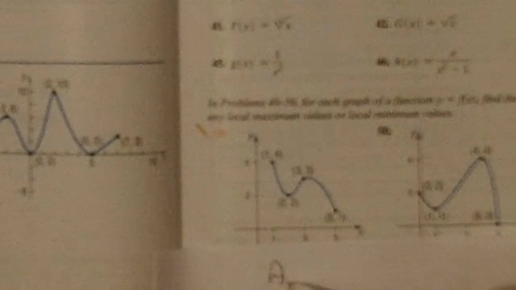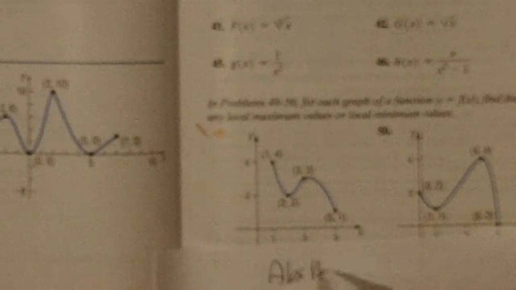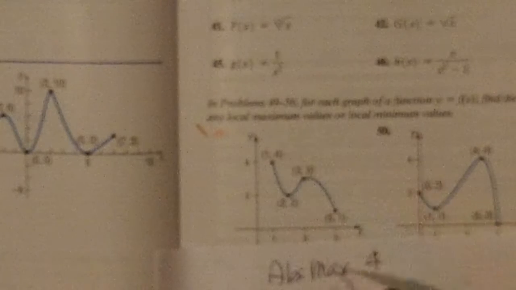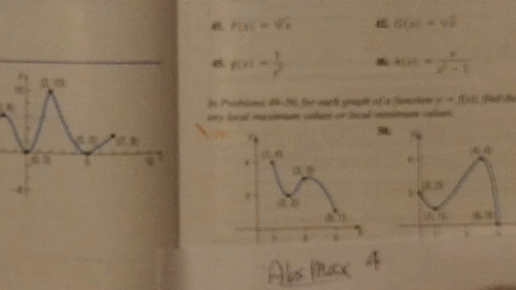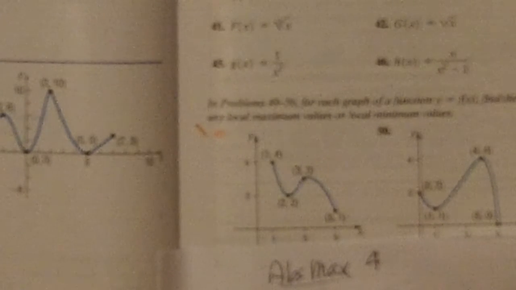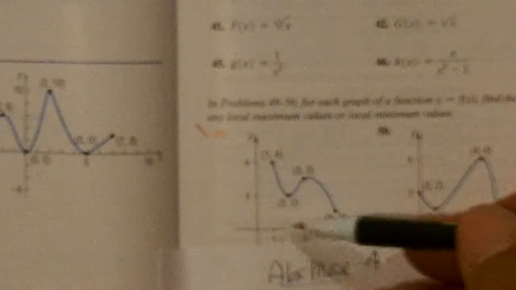Okay? Absolute max. Very highest place. It's 4. Look at the y values when you're looking for absolute max, absolute min, or local max or local mins. Absolute min. Very lowest place is 1 high. Happens at 5 if you want, but now it says, is there a local max?